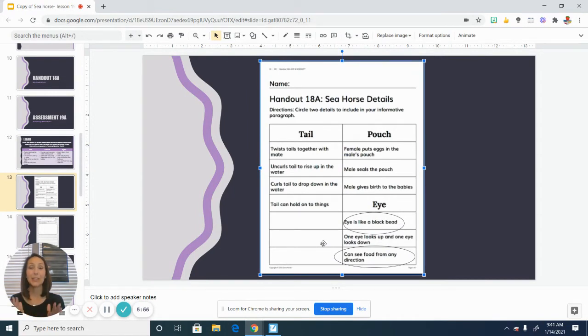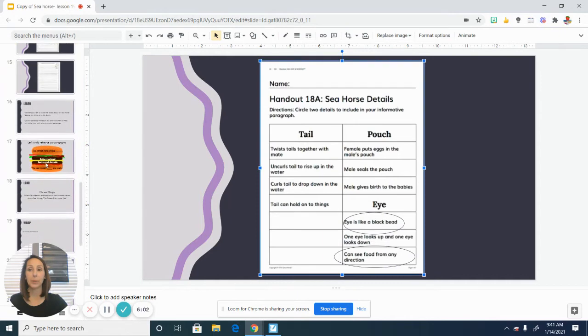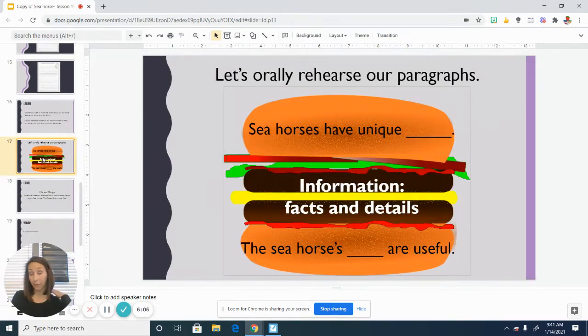Okay, excellent. So we are well on our way to putting our paragraph together. All right, so as you remember, in an informative paragraph, there are three parts, right? The topic statement or topic sentence that tells about the topic of the paragraph, but also tries to catch the reader's attention. The facts and details give additional information to support the topic.